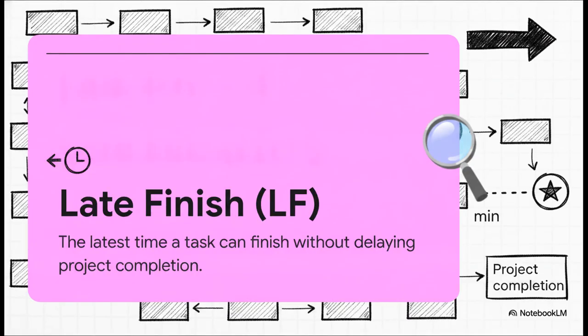Okay, now let's flip our perspective and move backwards. Late finish, or LF, is the absolute latest a task can finish to not delay the whole project. For the very last task in your project, this is going to perfectly match its early finish. But for everything else, it's determined by looking ahead to the tasks that follow it. Specifically, you take the minimum late start of all its successors.